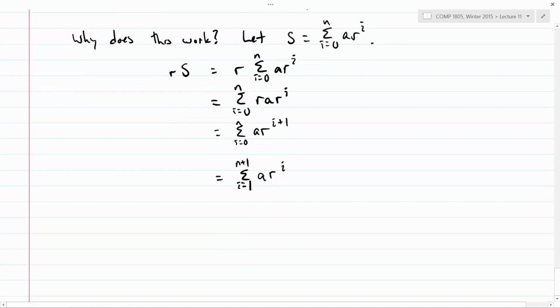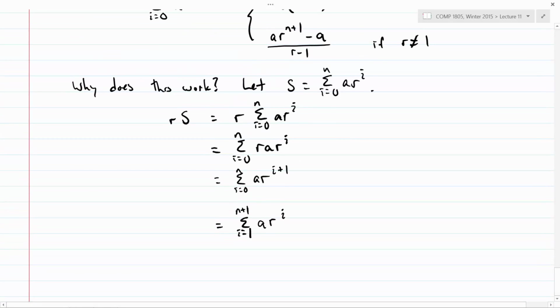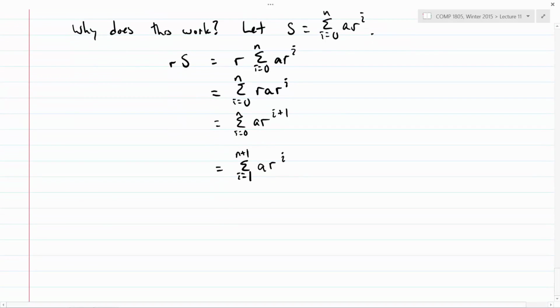Okay. So now that I've done that, this is good, but I'm trying to figure out something about the sum from 0 to n. So I'd like to go back to that. The way I go back to that is I split this sum up and say this sum is exactly the same as the sum from i equals 0 to n of A R to the i plus the very last term.